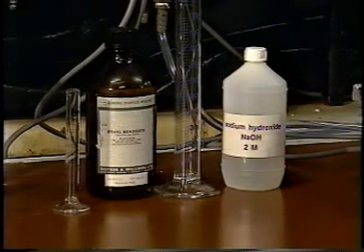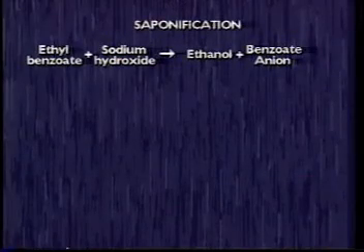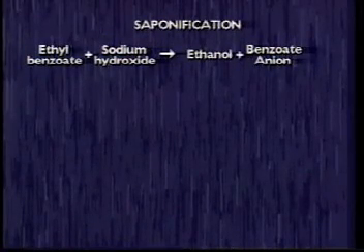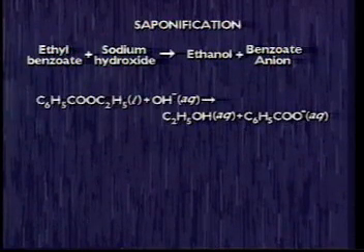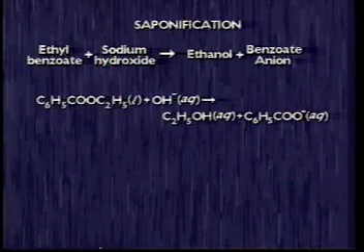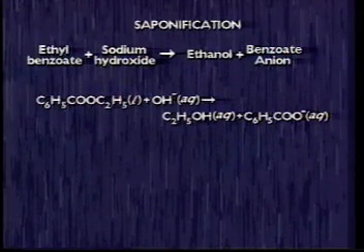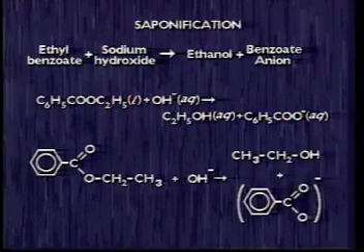We're going to saponify ethyl benzoate. Ethyl benzoate as a liquid will be reacted with an aqueous solution of sodium hydroxide to form ethanol in aqueous solution and the benzoate anion in solution.